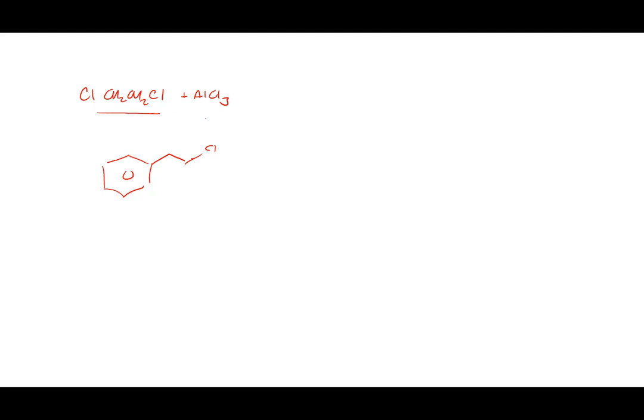I don't know that this one would work, because the second chlorine is probably going to want to become a carbocation too at some point. I don't know what the product would be, but I don't think it would be what we want it to be. So I would just put the ethyl group on the ring.